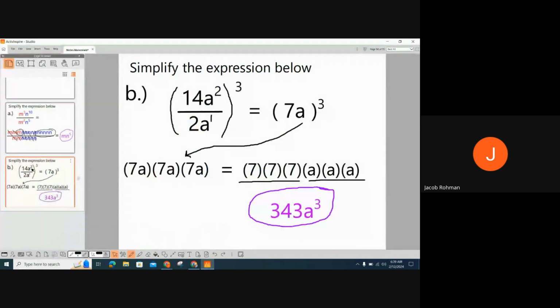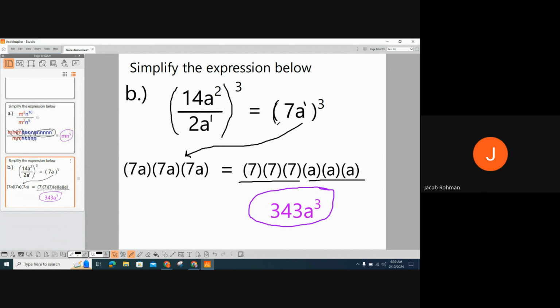Okay, so letter B in your notes, you can see everything inside these parentheses here is to the third power. And remember, there's an understood 1 that sits above this base right here. So first, we're going to just focus on simplifying inside the parentheses. We're not going to worry about this cubed just yet. So first, we're going to take the 14 divided by 2, which is going to give us this 7 over here. And then we're going to take a squared divided by a, which is going to give us a to the first power over here.